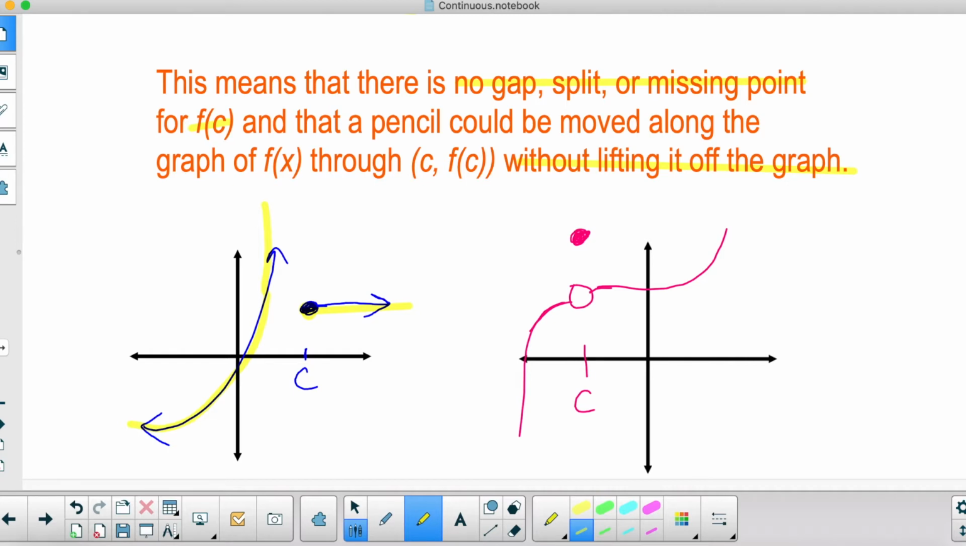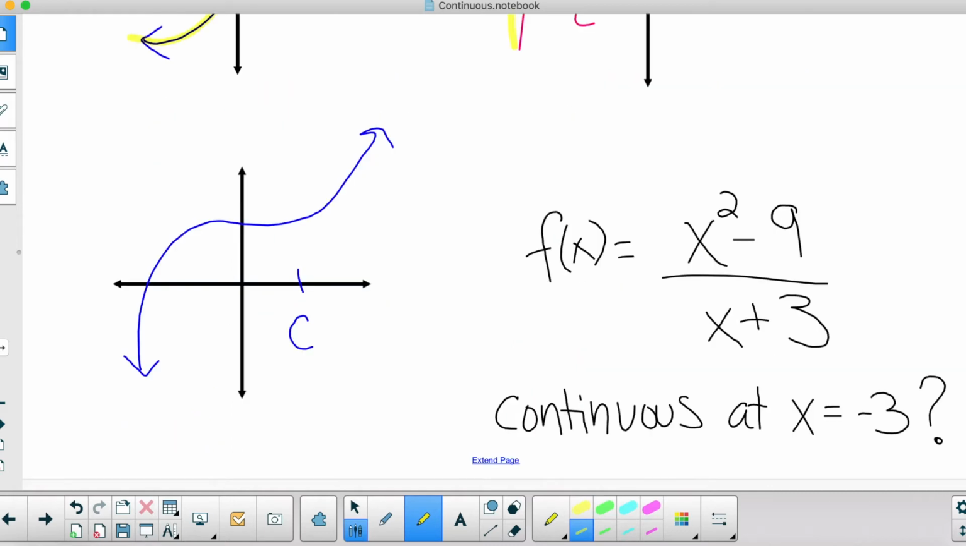Let's check out the second example. F of c exists. The limit is the same from the left and the right. However, the value and the limit are not at the same y value. Therefore, this other graph is also not continuous. Let's check out these examples.